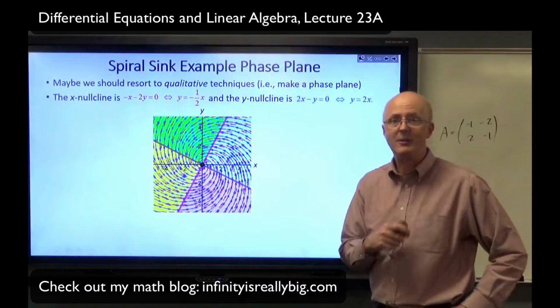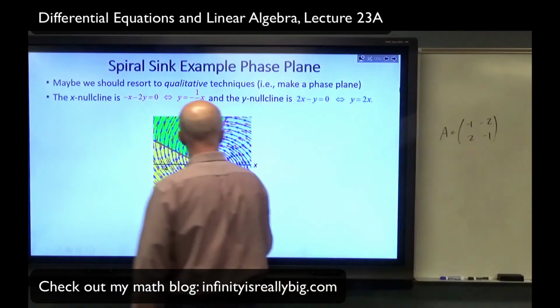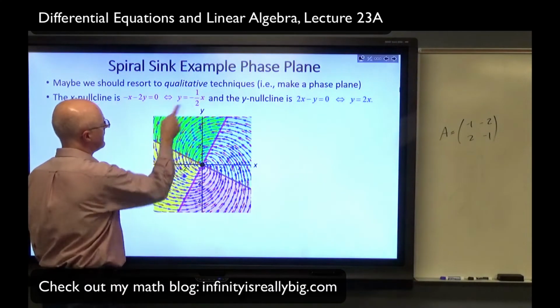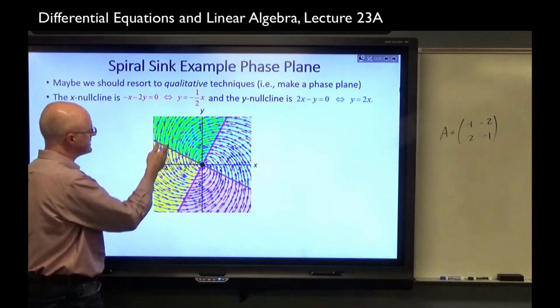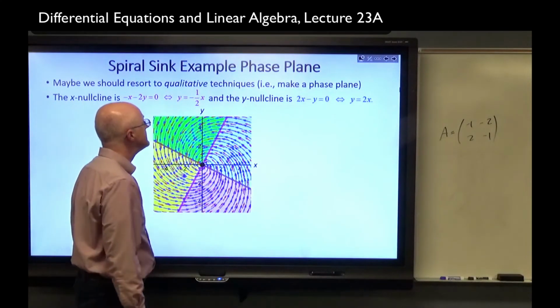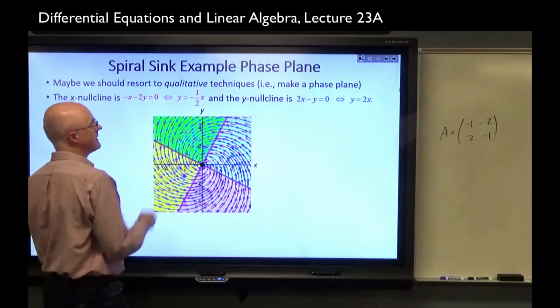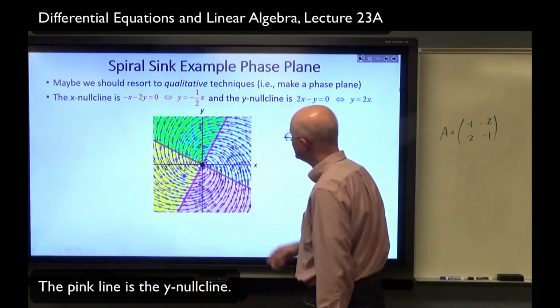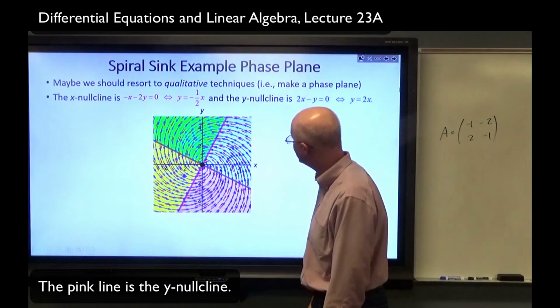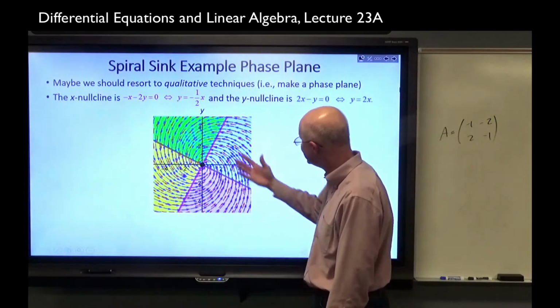And remember my color coding. Well, first of all, let's look at the nullclines. The brown line here, that's y equals -1/2 x, that's the x nullcline, so solutions have to cross that vertically, going down over here and up over there, evidently. And the pink line, y equals 2x, that's the y nullcline, solutions have to cross that horizontally. Horizontal tangents, as you can see, is happening here.